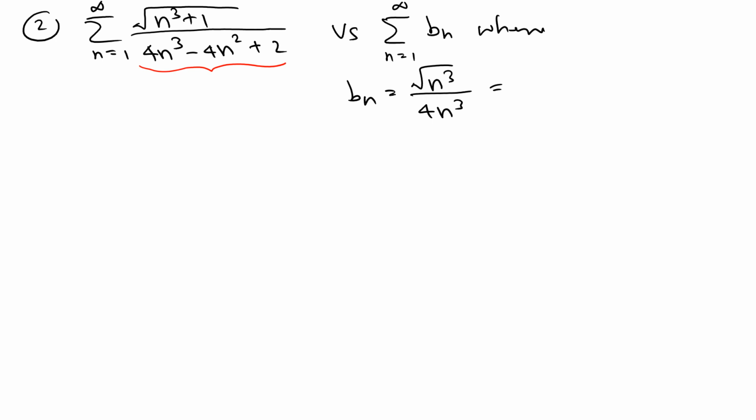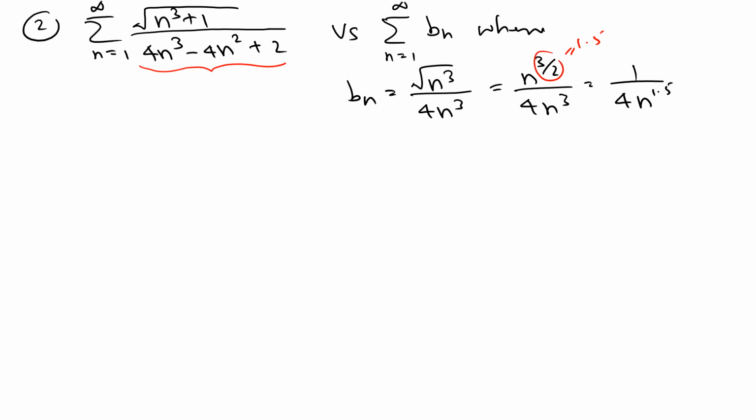And now we can simplify. This is n to the 3 over 2, and here we have 4n cube. The top has exponent 1.5 and the bottom has 3, so it subtracts, and that means this simplifies to 1 over 4n to the 1.5.